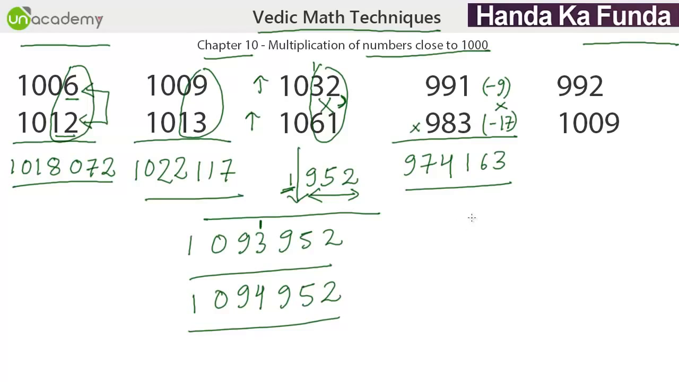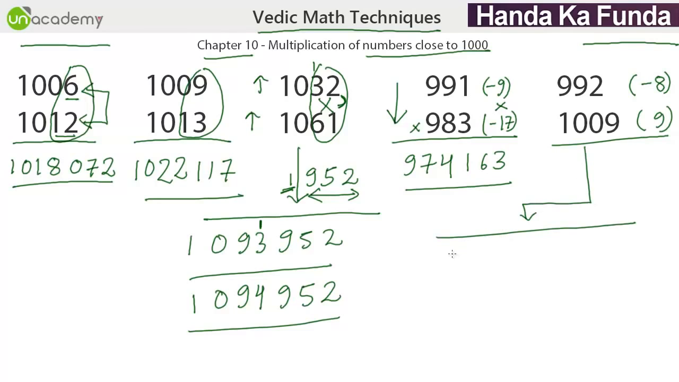I doubt that. Now, for the final one, some of you might be wondering, okay, this was both above 1000, this was both below 1000. What happens when one is above 1000 and the other one is below 1000? Let's have a look at that case as well. So what are my distances here? This is minus 8 and this is plus 9. So first of all, my overall distance is 9 minus 8 or plus 1, which will give me the first part of my number as 1001. How did I get that? 1000 and the distance. So 1001, and the last part will be the product.